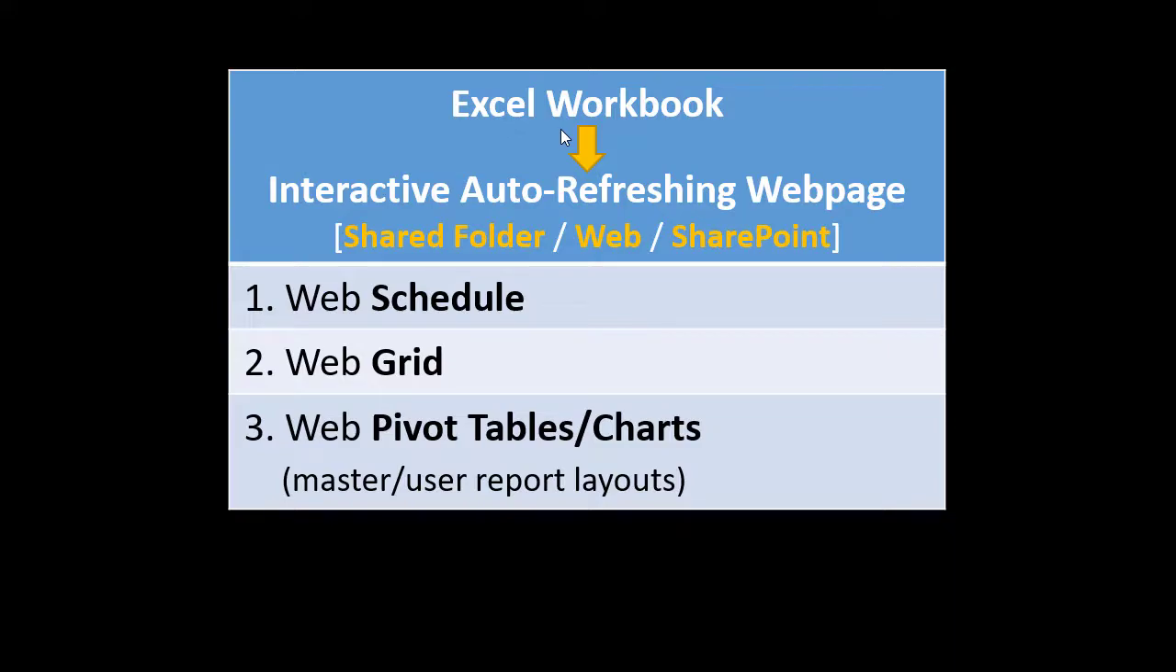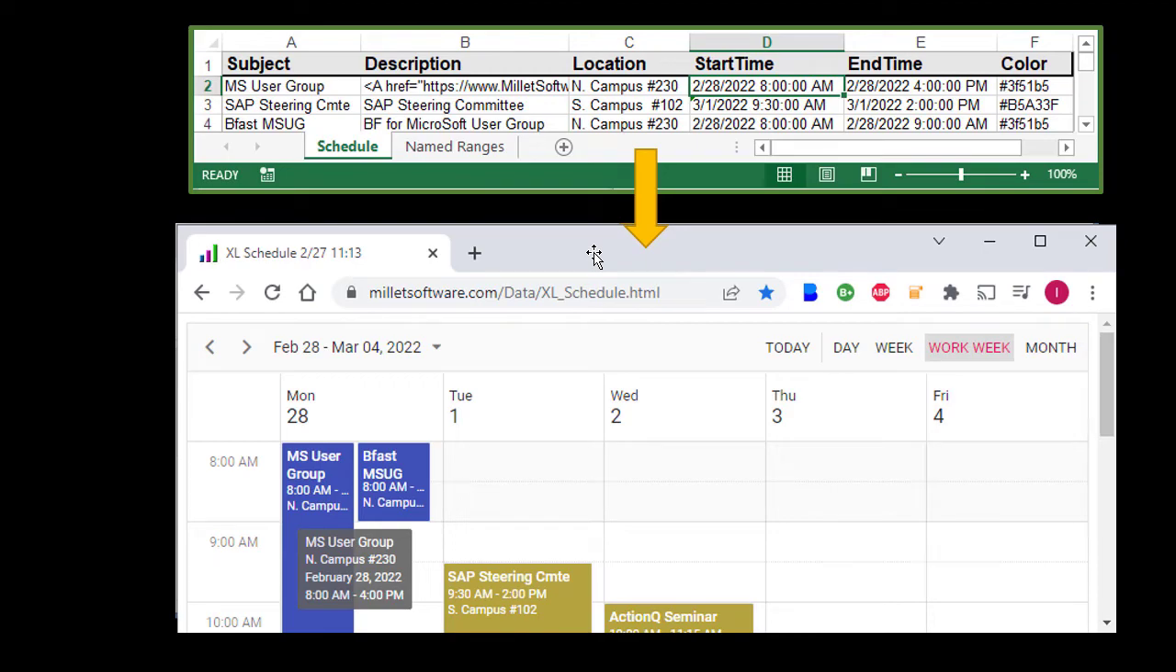This video demonstrates how Visual Cut can take your Excel workbook data and convert it into a web schedule, a grid, or pivot tables and charts. Here is an overview of what happens when we generate a web schedule.